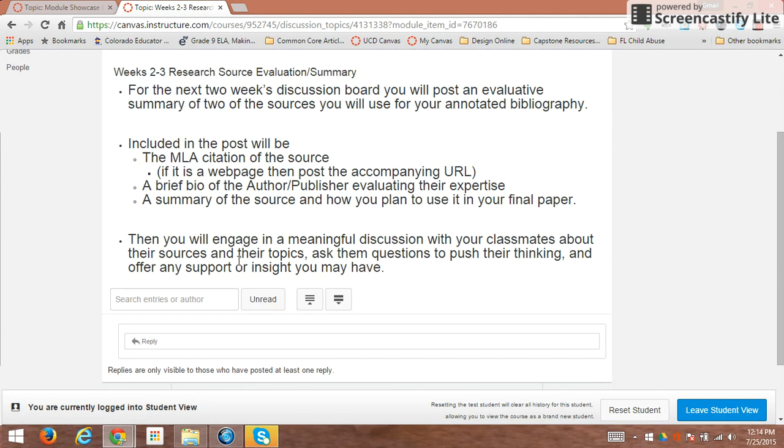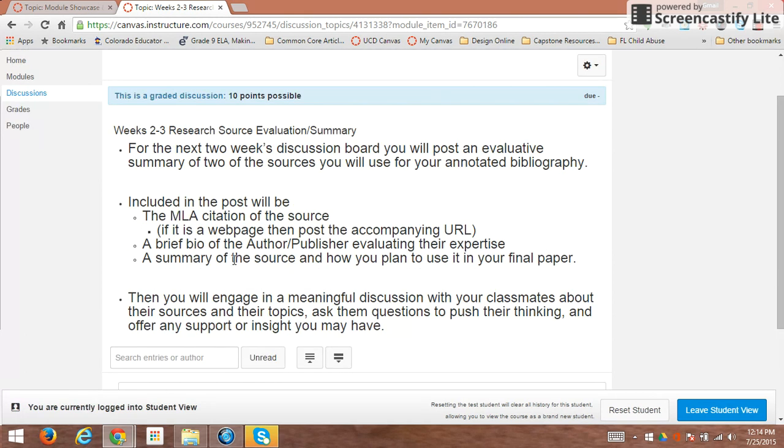but then also by posting it on the discussion board, they'll see exemplars of other students, so that way they can refresh their memory if they've forgotten as well. And then just really improve on that before they submit their annotated bibliography. But after that, I want them to engage in a meaningful discussion with their classmates about their sources and their topics, making sure that they're asking questions to push thinking and to offer support or insight that they may have about the topic and or the sources they've used.